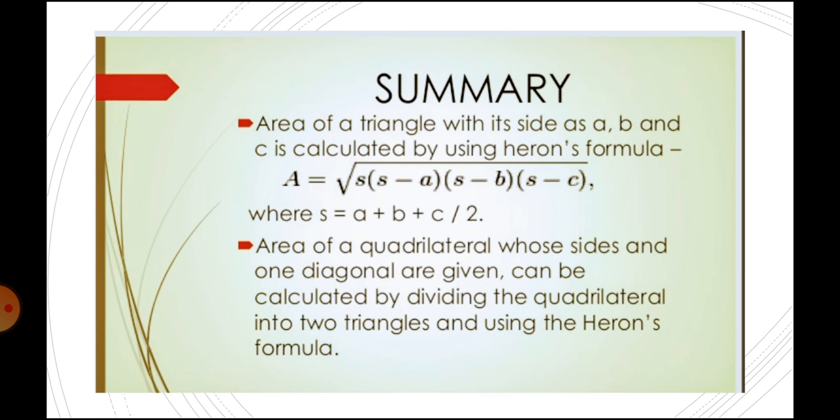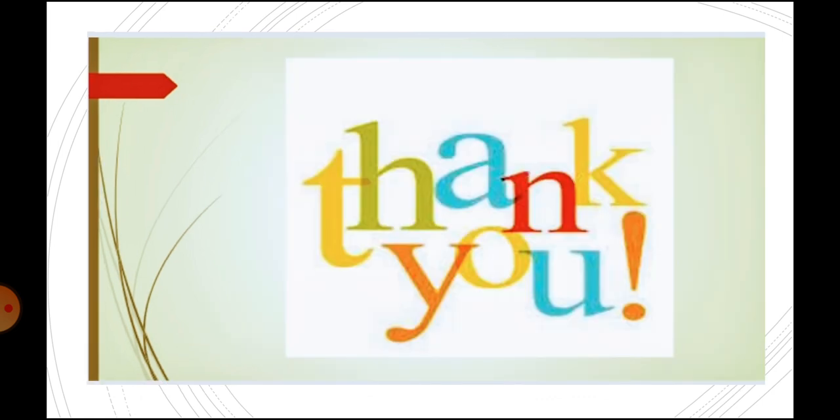So we can say that the area of a triangle with its sides as a, b and c is calculated by using Heron's formula: area is equal to under root of s into s minus a, s minus b, s minus c, where s is equal to a plus b plus c upon 2. Also, we know the area of a quadrilateral whose sides and one diagonal are given can be calculated by dividing the quadrilateral into two triangles and using Heron's formula.